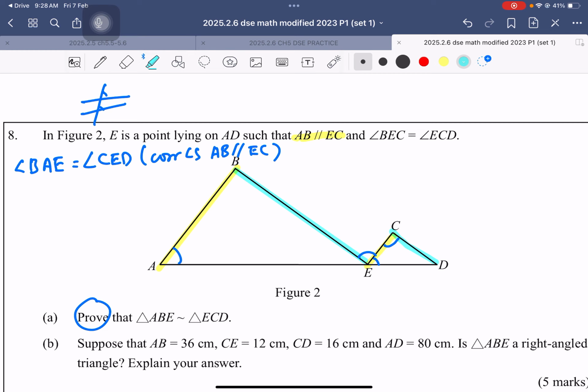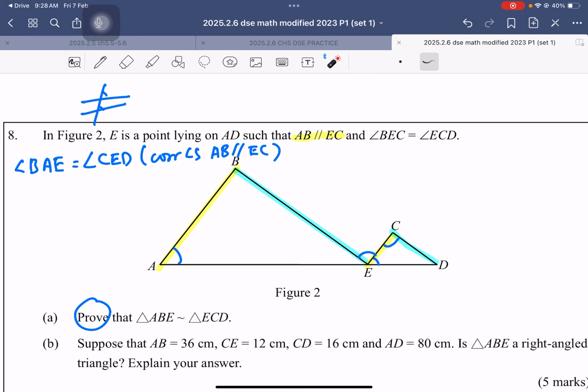But why can't we just finish the question already? Because isn't angle C equal to angle E, right? Angle C equal to angle E. What? You mean these two are the same? It is given, but this is the outside.